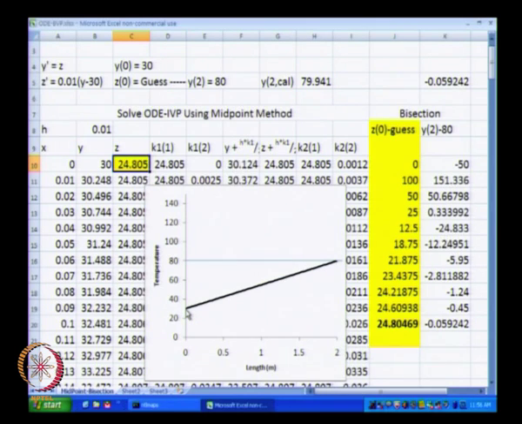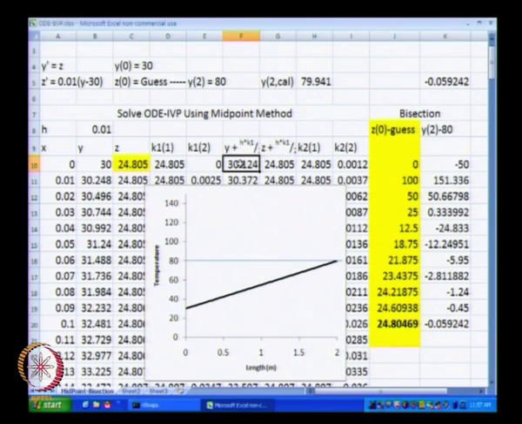It changes linearly between 30 degrees Celsius and 80 degrees Celsius within the rod. So the problem that we had was that one end of the rod was kept at 30, the other end of the rod was kept at 80, and there was heat loss taking place to the surroundings from this particular system, and this is the overall result that we are going to get from this particular reactor.